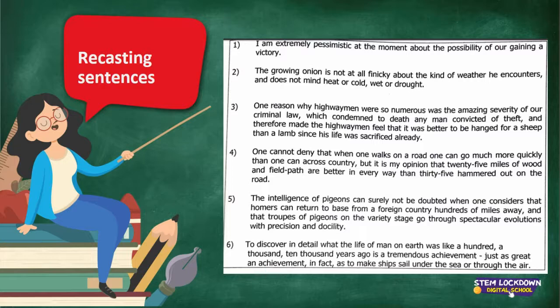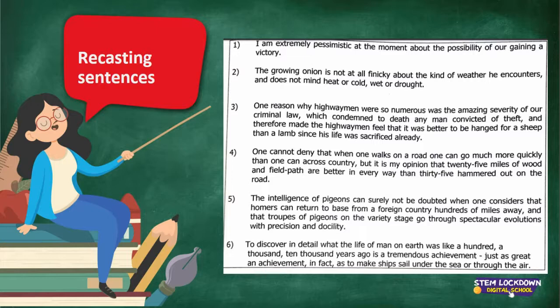Okay. Now, in our number 2, the main subject, what is it that we are talking about? We are talking about a growing onion. And now, if it's a growing onion, what are we being told about it? It had been personified, where they are saying growing onion is not at all finicky. The word finicky means fussy. So growing onion is not at all fussy about the kind of weather he encounters. From the pronoun he, we still have that personification being followed through.